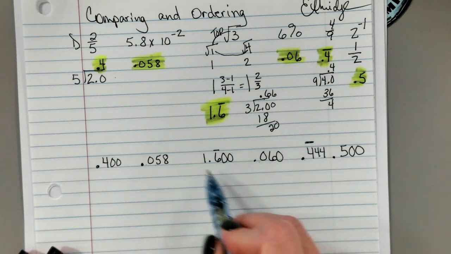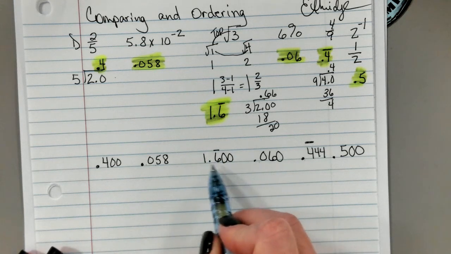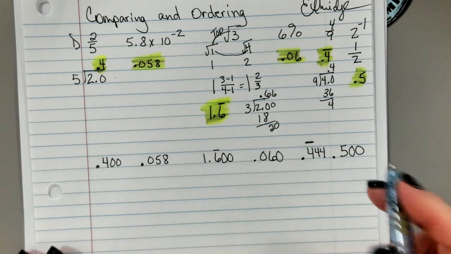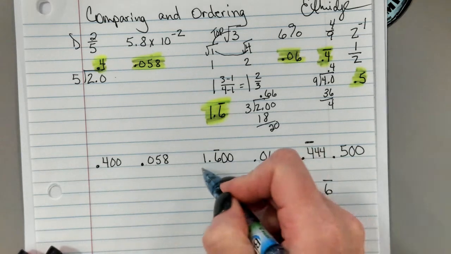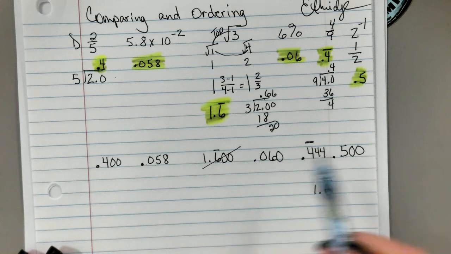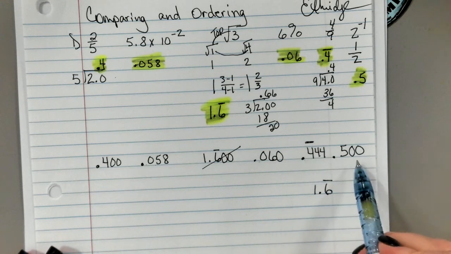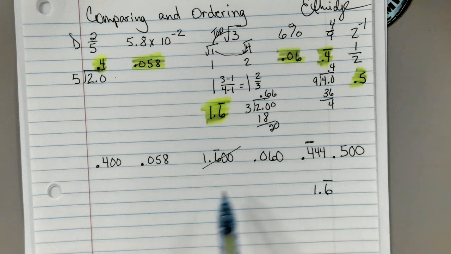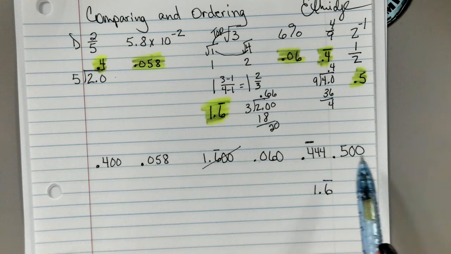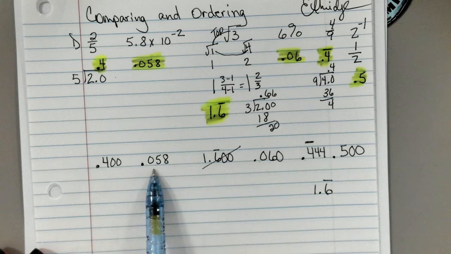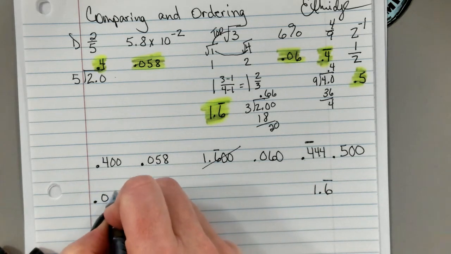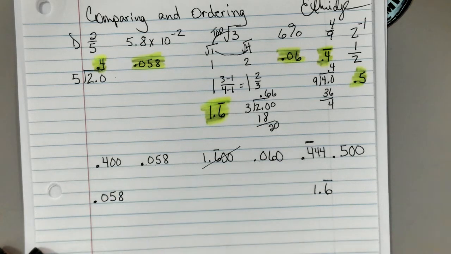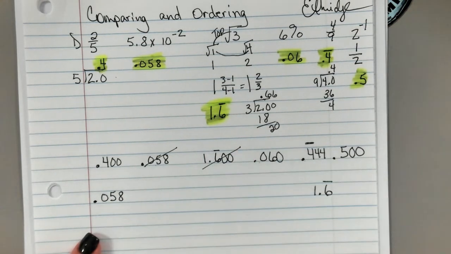What I should know automatically is that when you have a whole number, this number is more than 1, so this is going to be your largest number. Okay, so I can just put it, that's my largest number. I'm going to mark through it that it's done. I've got a 60, I've got all these 4s, and I've got 500. So think about what is the smallest from what we have listed, and 0.058 is our smallest number. Okay, and so that one's gone.